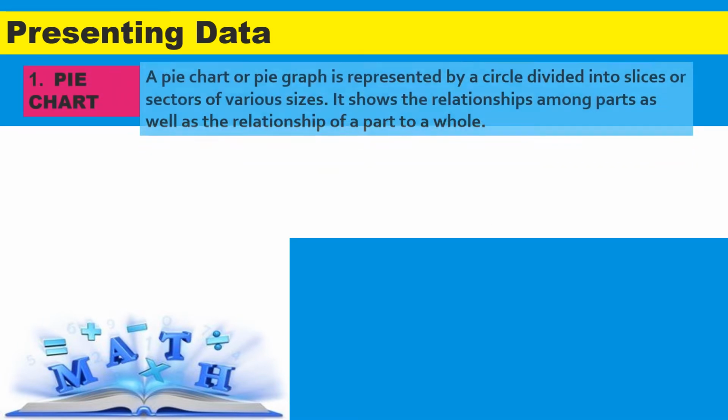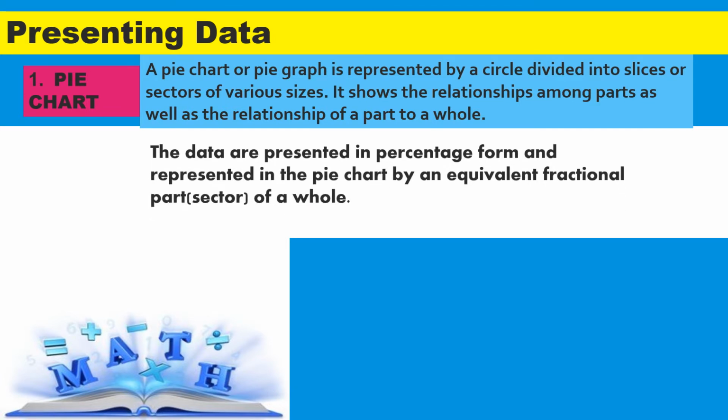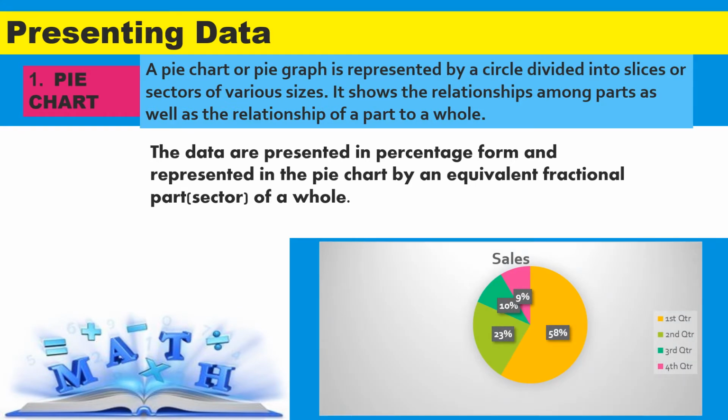The first one, we have the pie chart. A pie chart or pie graph is presented by a circle divided into slices or sectors of various sizes. It shows the relationship among parts as well as the relationship of a part to a whole. The data are presented in percentage form and represented in the pie chart by an equivalent fractional part or sector of a whole. Here is an example of a pie chart.